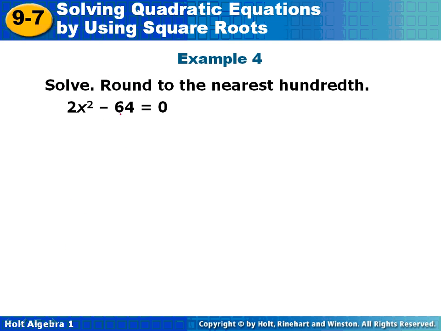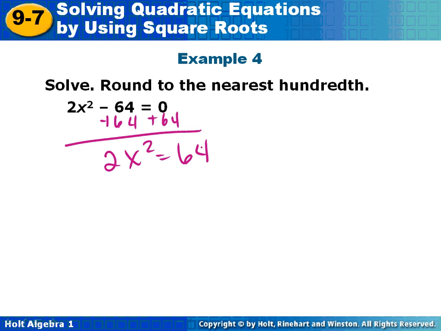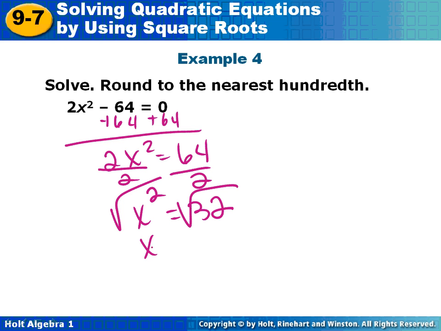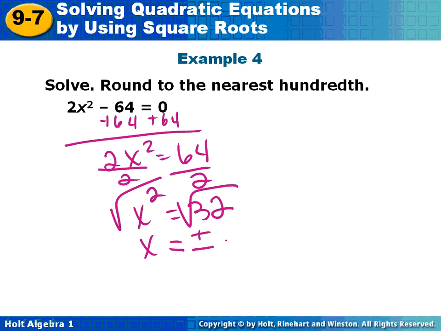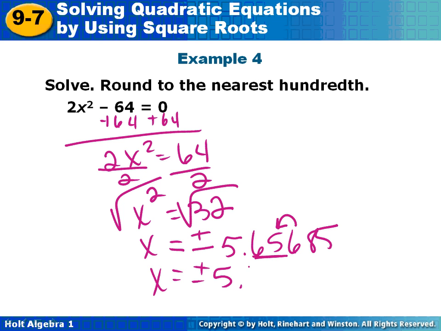Number 4, I need to move the 64 over, so I'm going to add 64 to each side. 2x squared equals 64. Notice I'm not taking the square root. I still have to divide by 2 before I take the square root, and x squared equals 32. Take the square root of each side, and x equals plus or minus 5.65685. I need to round to 2 decimal points, so that 6 is going to move the 5 up to a 6.